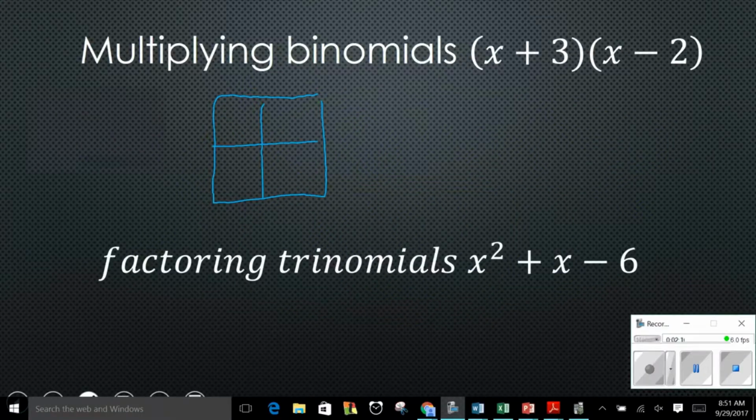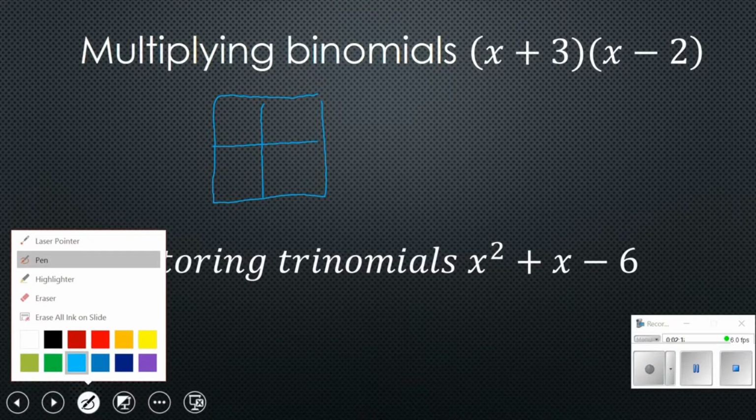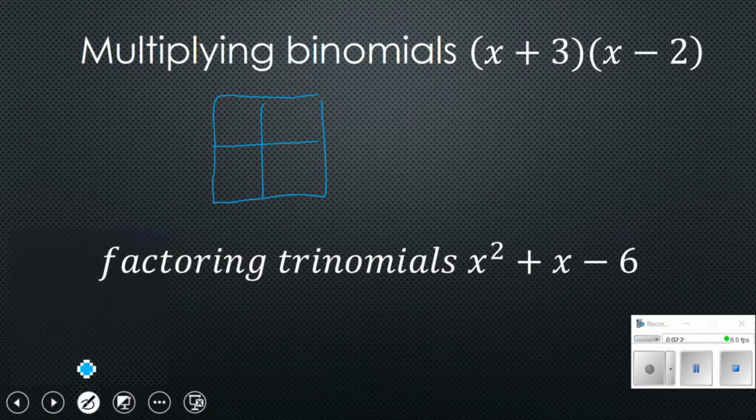Okay, the next example I want to look at here is how we multiply binomials, because we're trying to do the opposite of that. We're trying to factor, which is basically division. A lot of times factoring is not taught as division, but that's what it is. But we're going to start with going the other direction, which is multiplication.